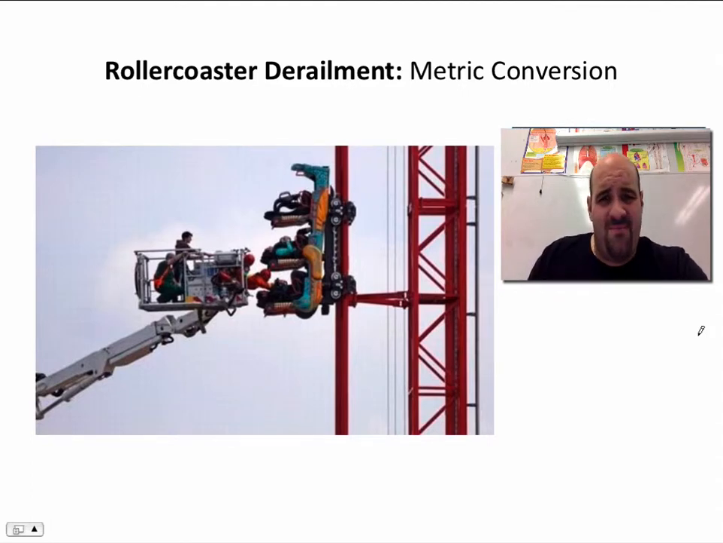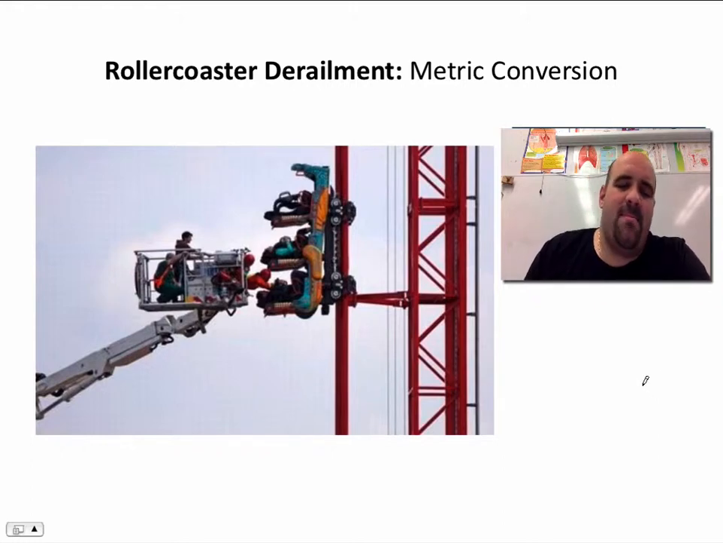Roller coaster derailment. There was Space Mountain in Tokyo. This is not a picture of that. It's just a picture of people stuck on a roller coaster. Yes, this does happen. I know we all love roller coasters. Whee! Going up and down and those changes in kinetic and potential energy. Awesome. But in Space Mountain, a roller coaster derailed right towards the end. It came off the tracks.